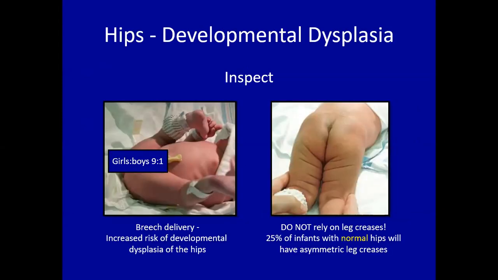Hip dysplasia, so we want to inspect hips. We want to do the Ortolani and the Barlow. There's a few different things that can predispose people, like a breech delivery can predispose a child to developmental hip dysplasia.